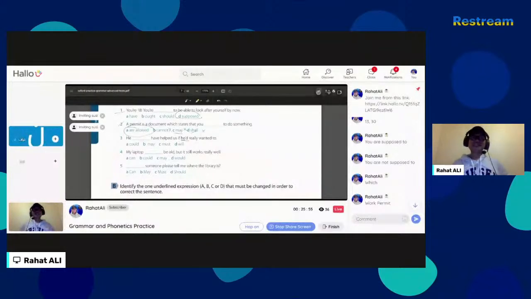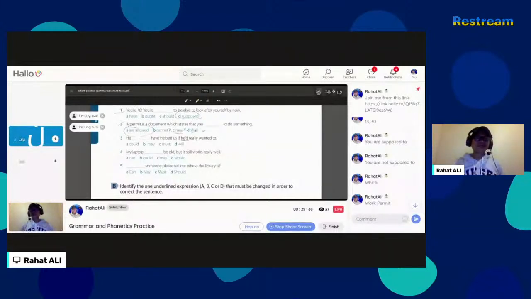It is a conditional sentence. If you remember, Susie, there is an if in the condition. But don't worry about the conditional.